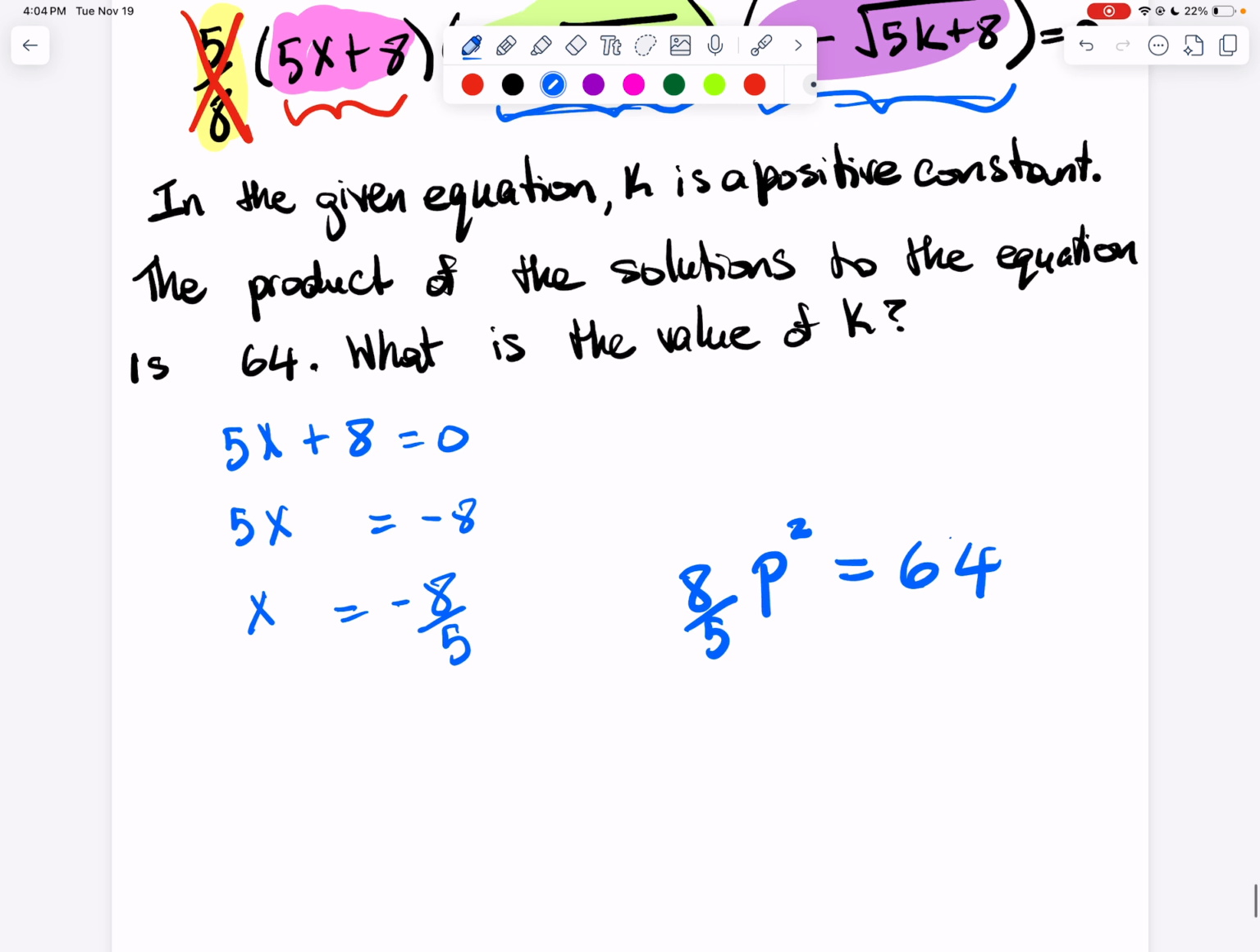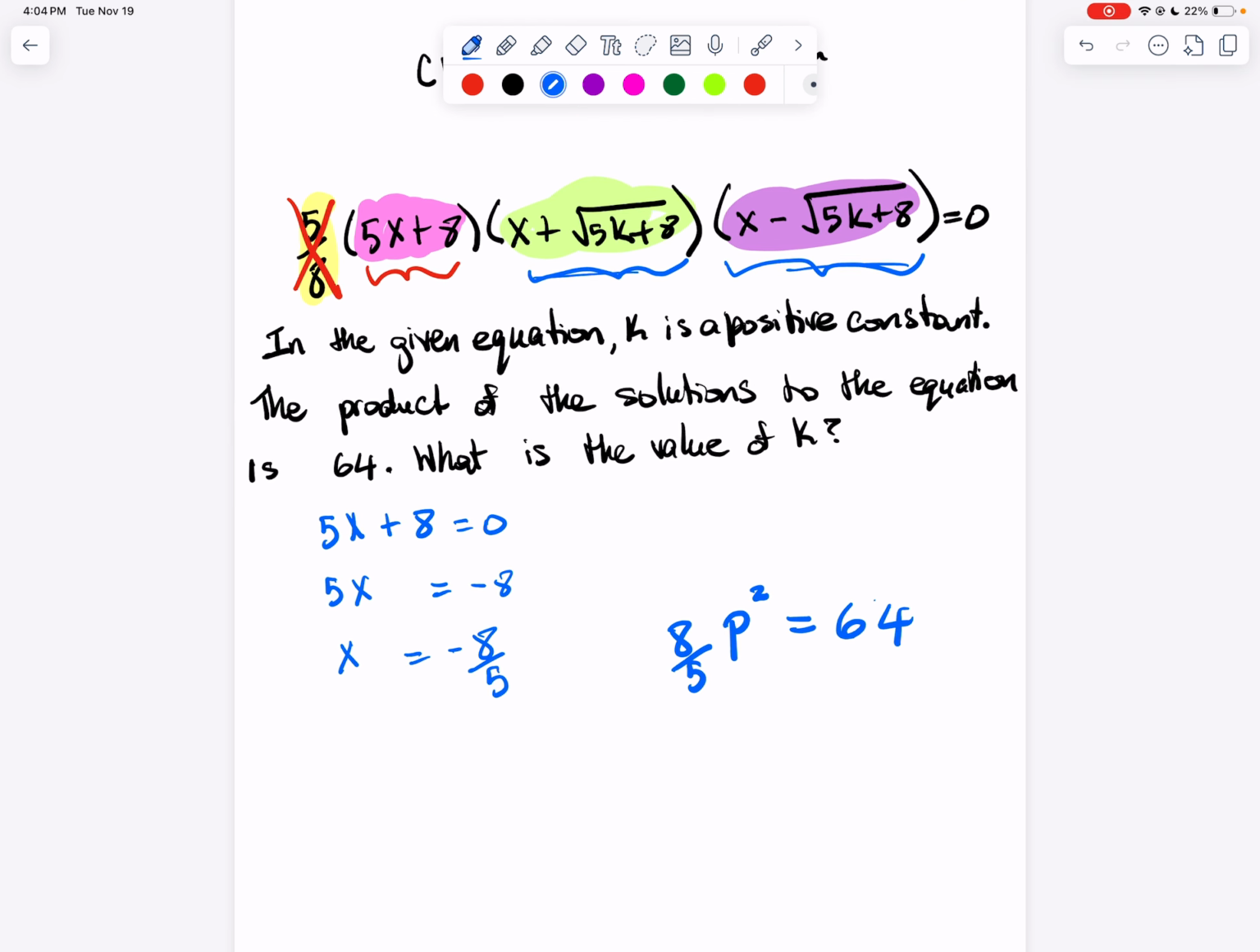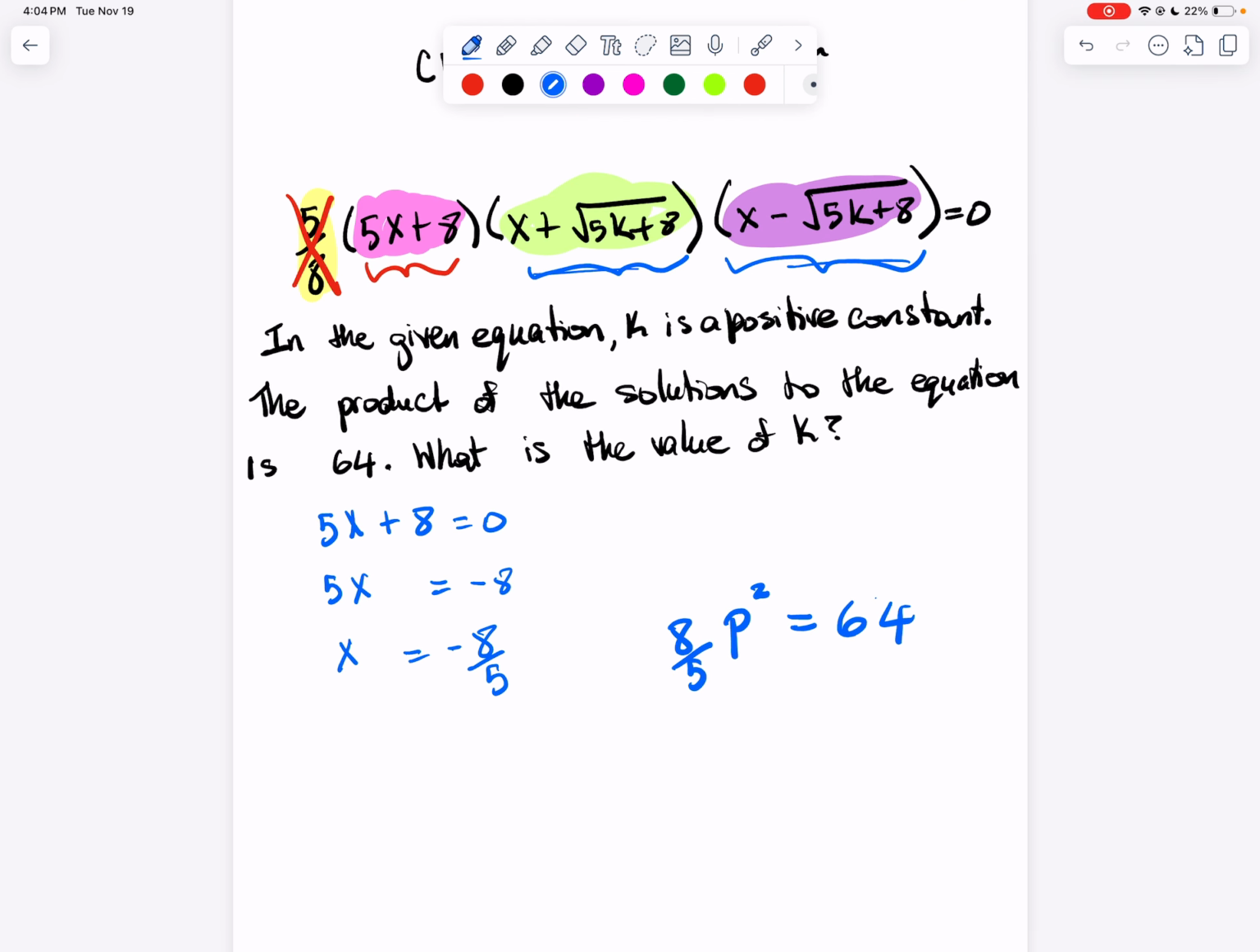So now we can go ahead and solve for P, and that is going to bring us a large portion of the way through this question. Multiply both sides by 5, and I get that 8P squared is equal to 320. Then divide both sides by 8, and I get that P squared is equal to 40. If I square root both sides, I get that P is the square root of 40.